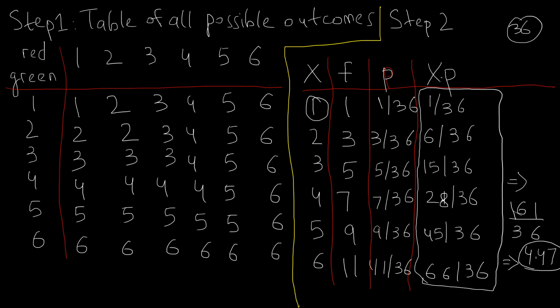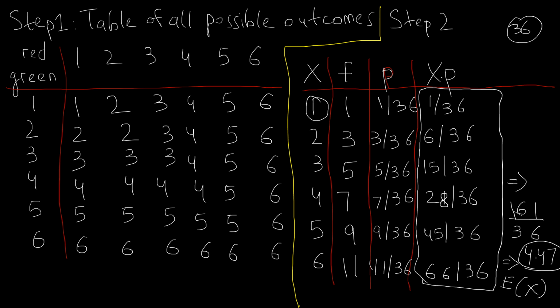Now, what we've done here is, first of all, in step one, we created a table of all possible outcomes, and using the results in that table, we obtained the probability distribution for x. Then, once we obtained the probability distribution for x, we used those results to calculate the expected value of x, which equals 4.47.